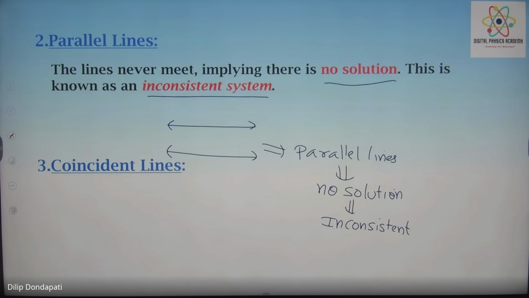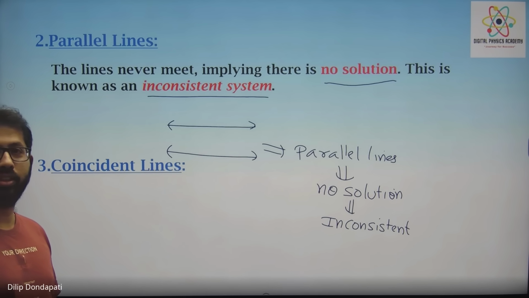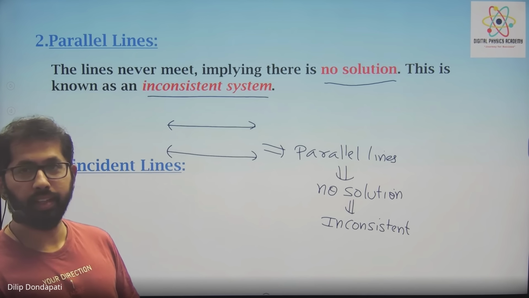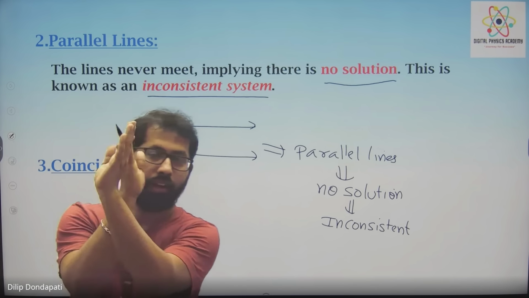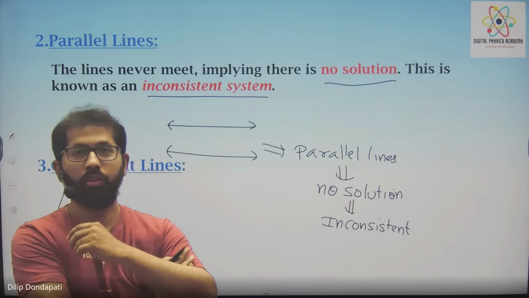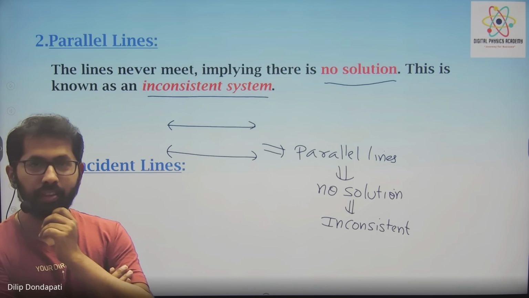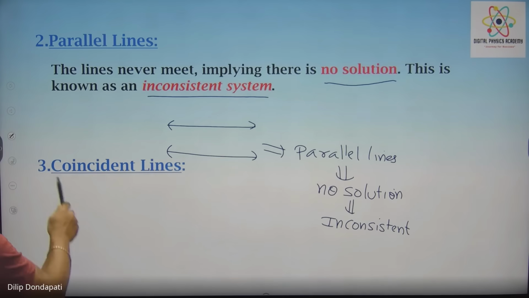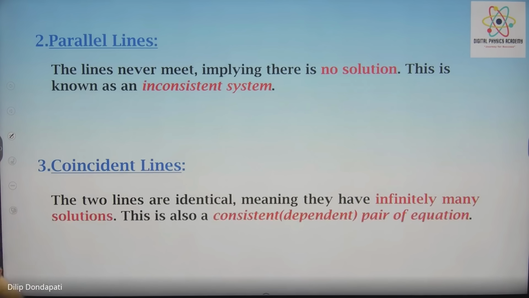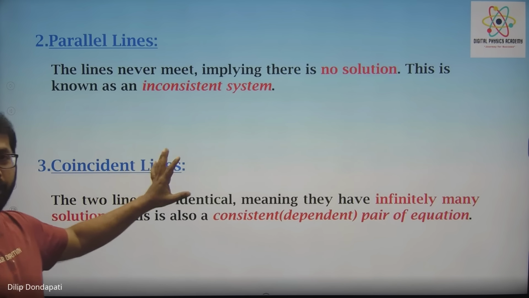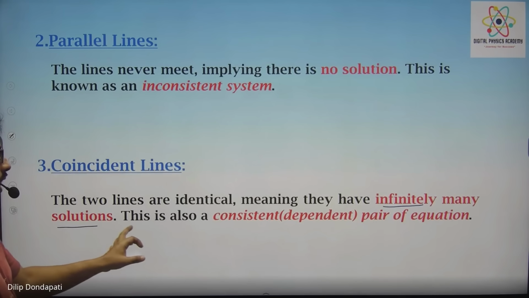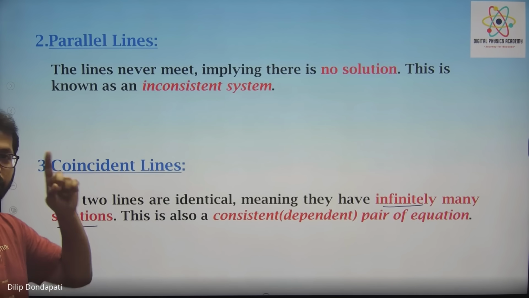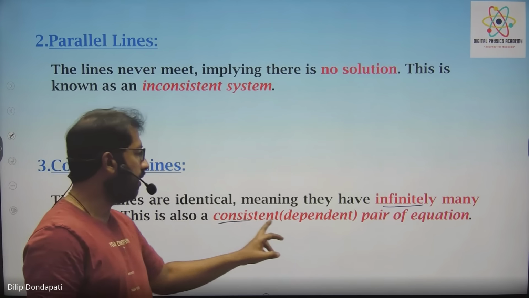Now next one is coincident lines. Now tell me how many solutions will be there? Coinciding lines means one is on top of the other, like one and one overlap. How many solutions? Infinite solutions. So two lines are identical. That's why they have infinitely many solutions. And since it has at least one solution, that's why it is called consistent.